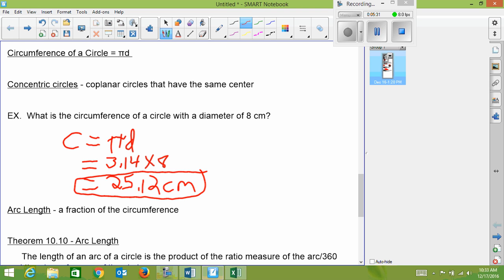Remember that circumference is not labeled with a 2. It is not square centimeters, because circumference is like the perimeter of a circle. You're just walking around the circle and adding it up.